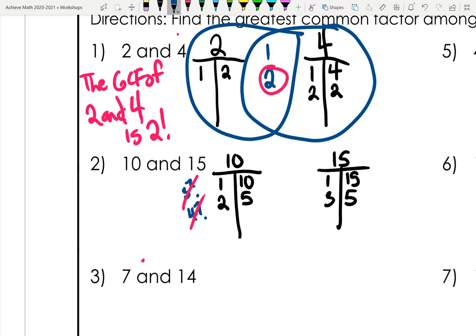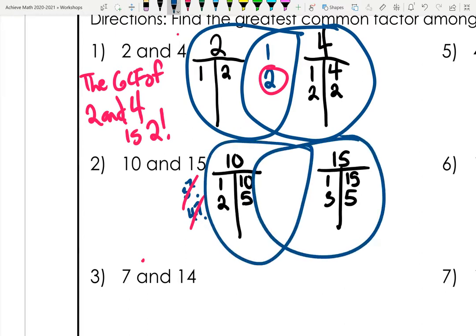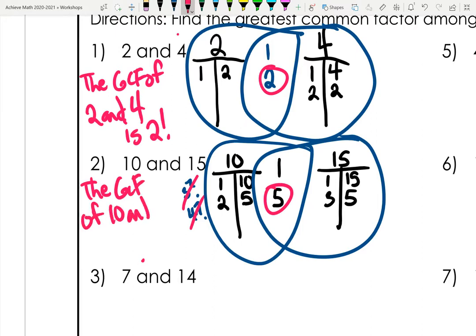So now I identify the greatest common factor. The common factors between these are 1 and 5, but the greatest is going to be 5. The GCF of 10 and 15 is 5. The greatest number that multiplies to be each of those. Let's do one more.